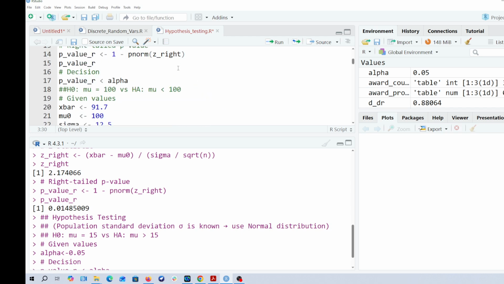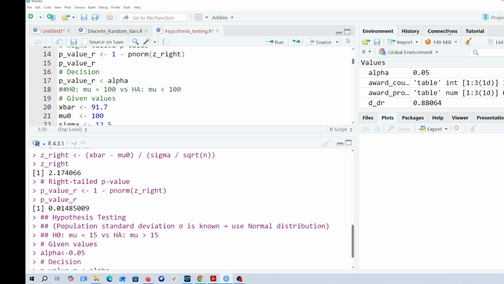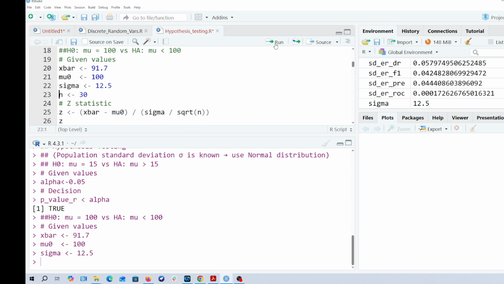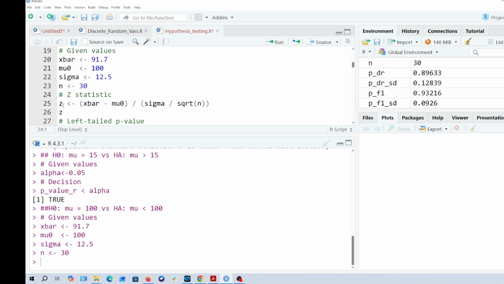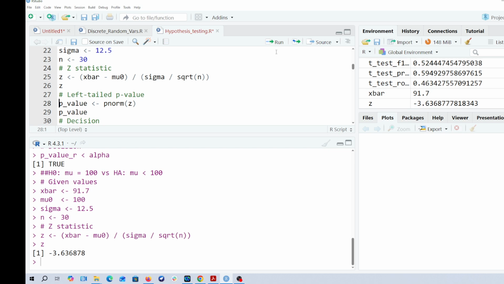So another use example that we have here is the B part of this question, where we have mu as 100. The estimated mu value here is 91.7. Since we are using normal distribution, we'll go through the same thing. We'll run this and then calculate that z-score. You can see how to calculate that z-score there. We already have that formula in the notes I sent to our WhatsApp groups. And then we run this and calculate that p-value.